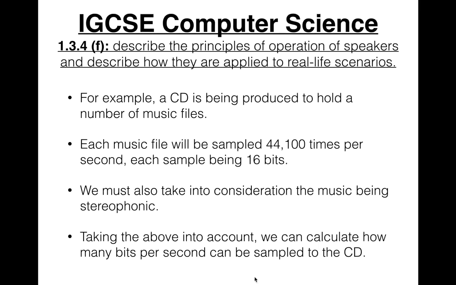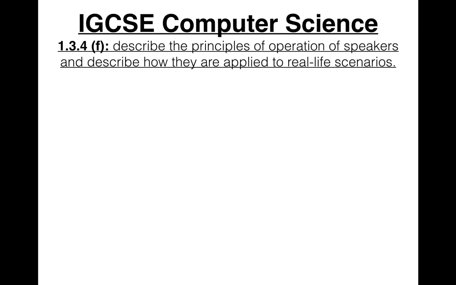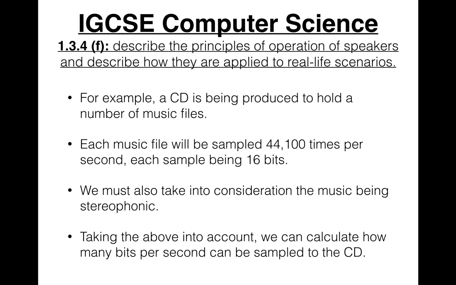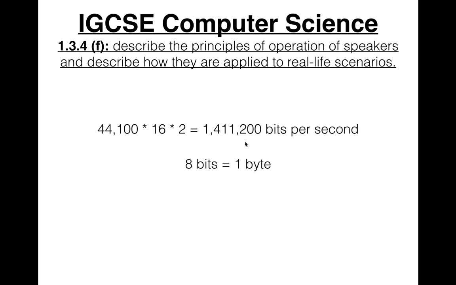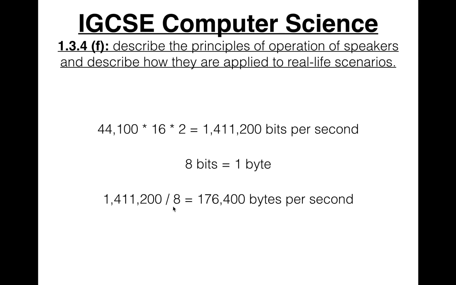Taking the above into account, we can calculate how many bits per second can be sampled to the CD. So we have 44,100 times 16 times 2. Where does the 2 come from? Well, we say that it's stereophonic, so that's where the 2 comes from. That would give that many bits per second, and 8 bits is 1 byte. So we just divide that by 8, and we get 176,400 bytes per second.